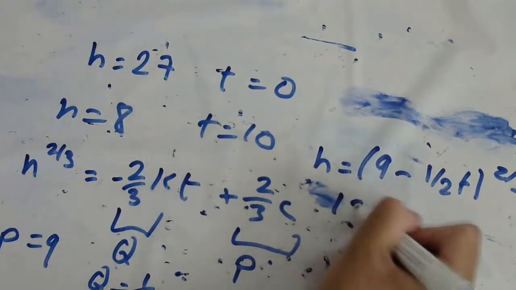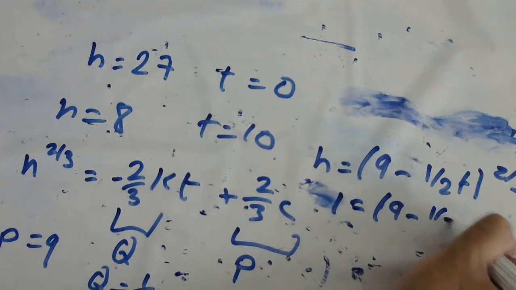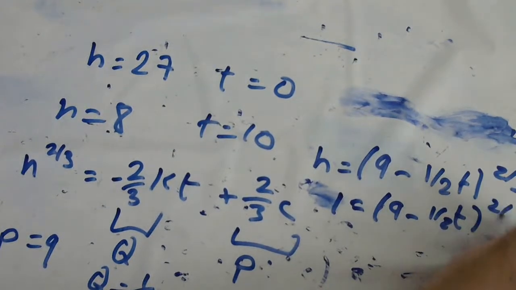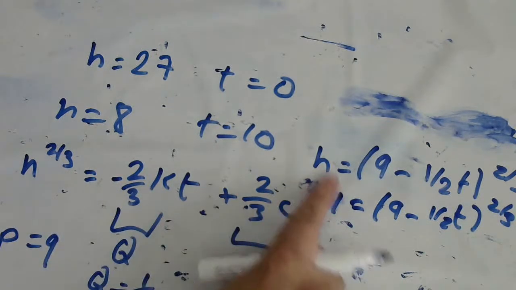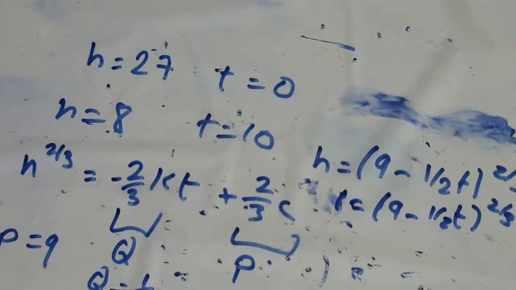So you go 1 equals 9 minus a half t, to the 2/3. The way you solve C is write out your equation and substitute in your h's and your t's. And the way you solve D is get your easiest version of the equation, substitute h equals 1 and solve for t.